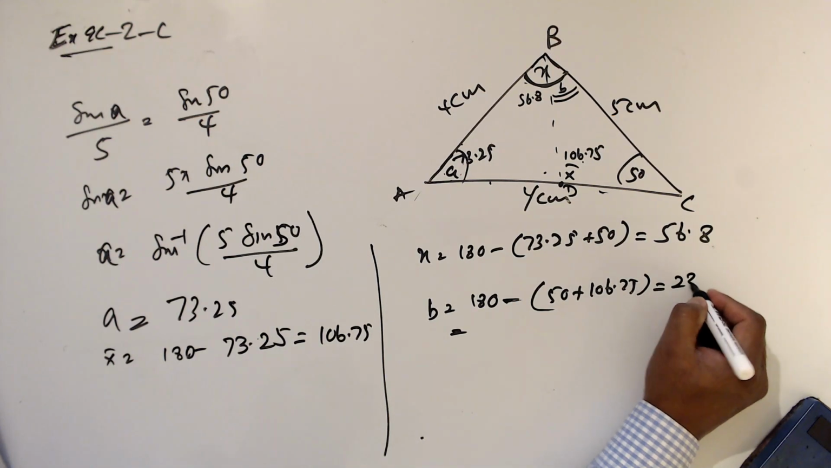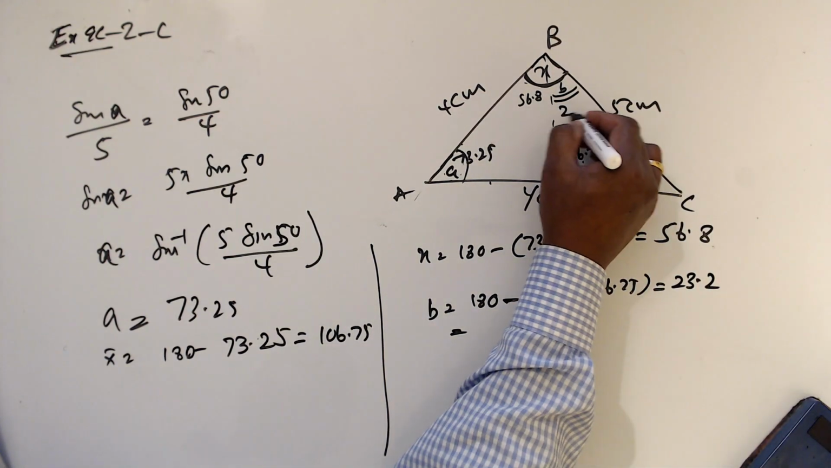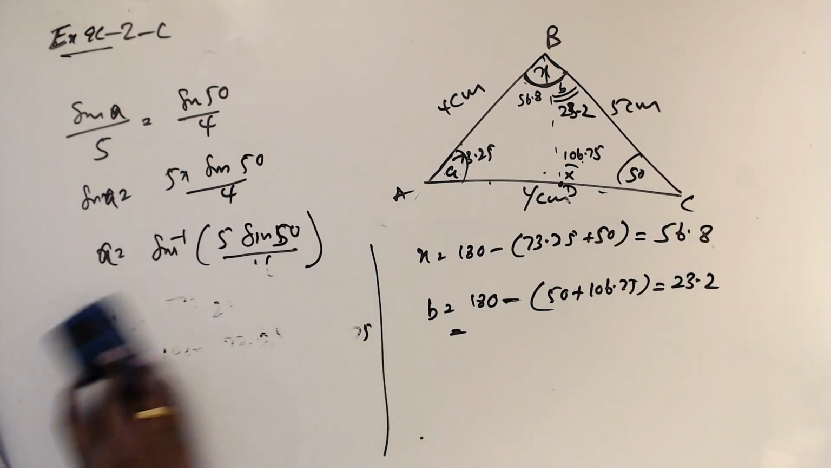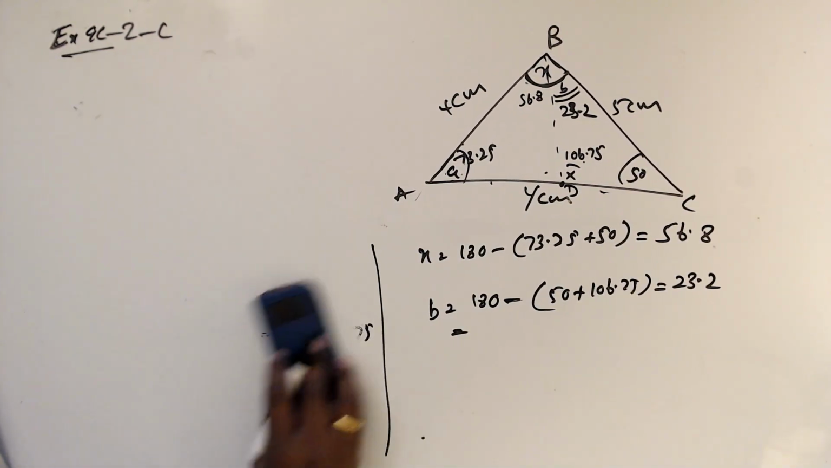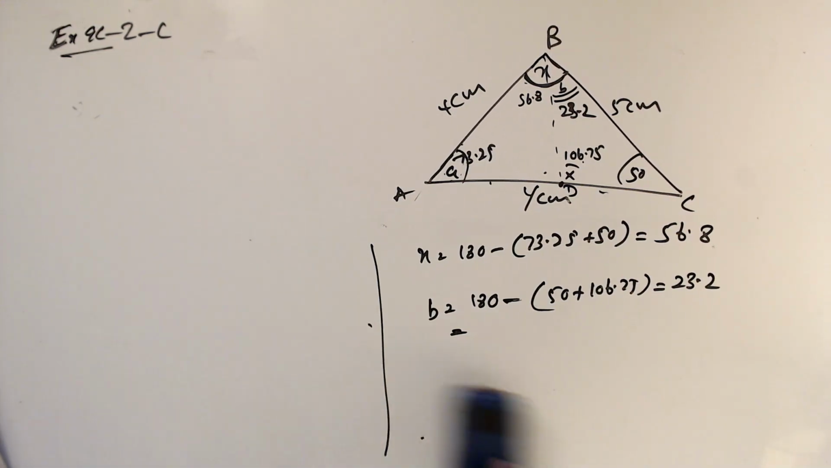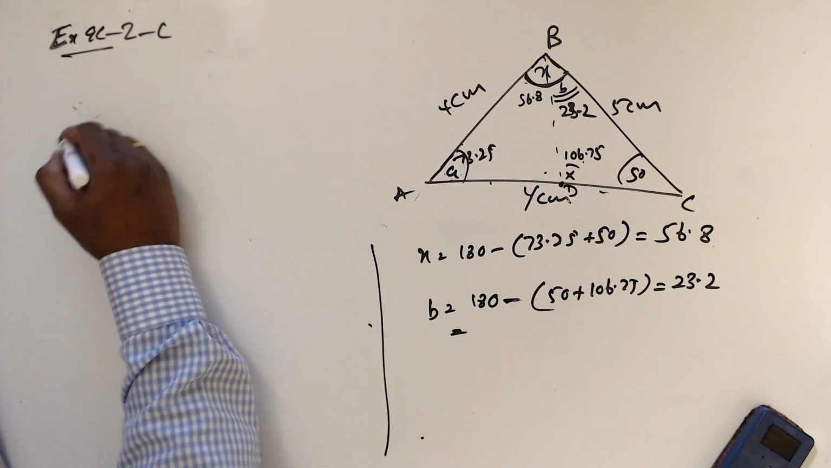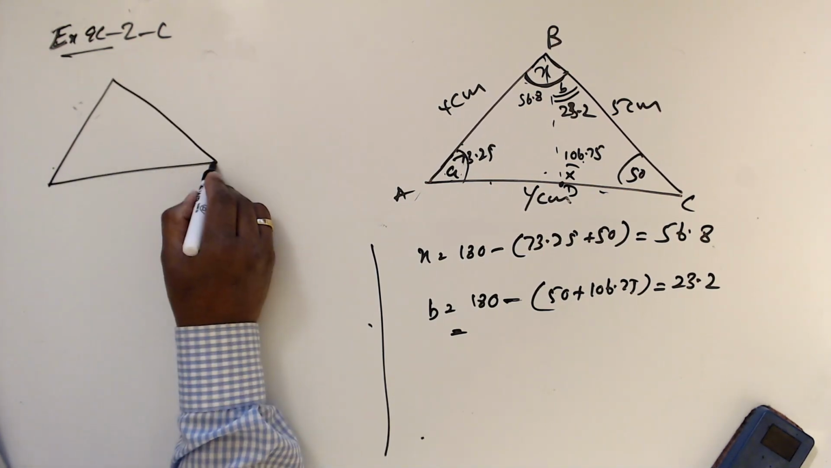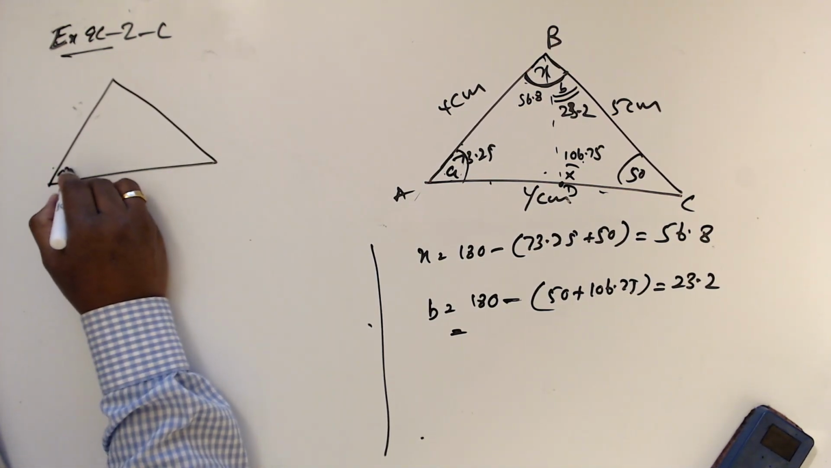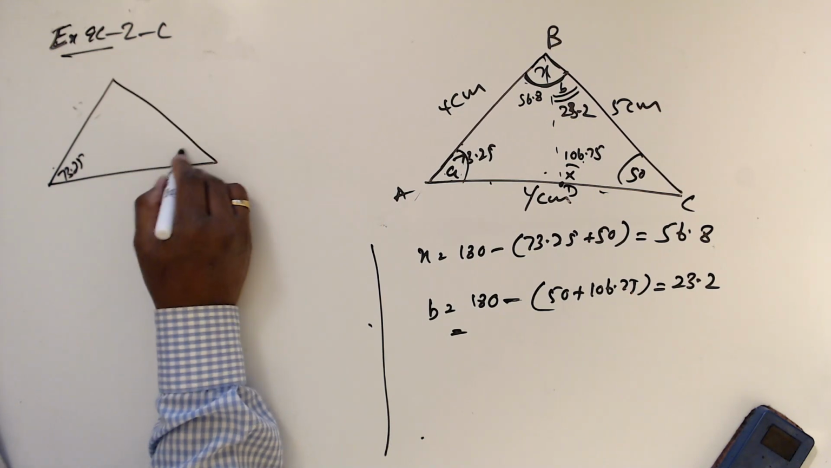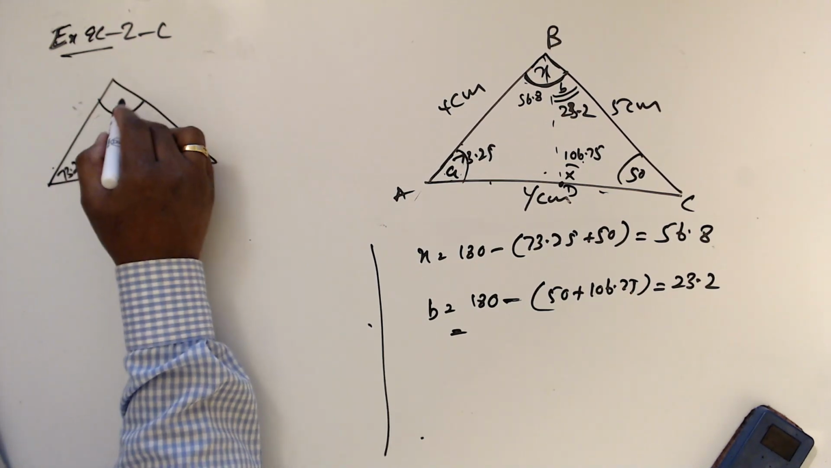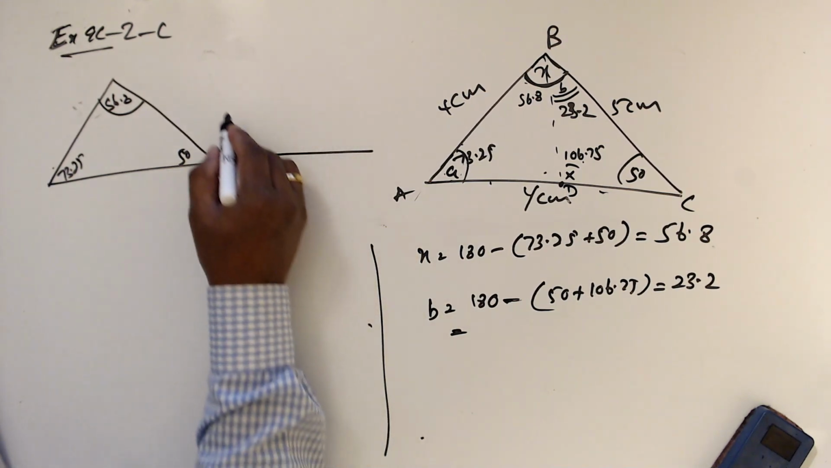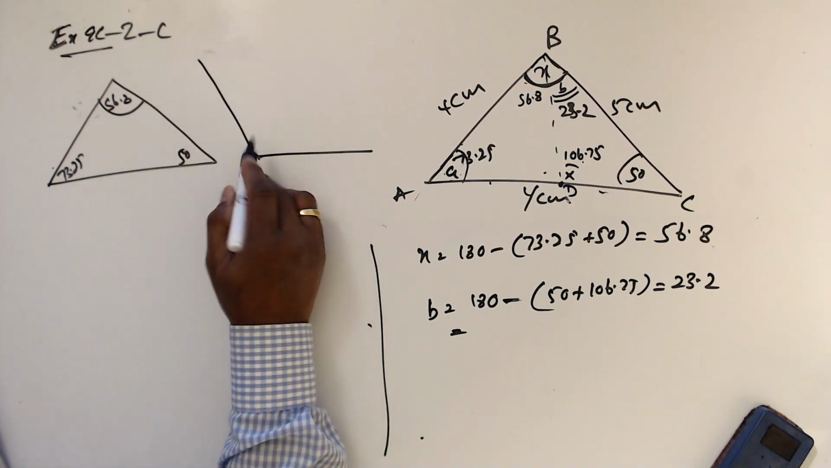So this is going to be 23.2. The small angle is 23.2. Now what are the two options we have? Okay, I'll quickly draw two options. One is the bigger triangle, 72.25, and this is 50, and this is 56.8.